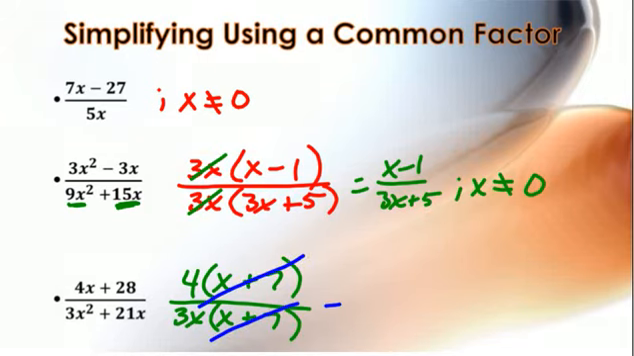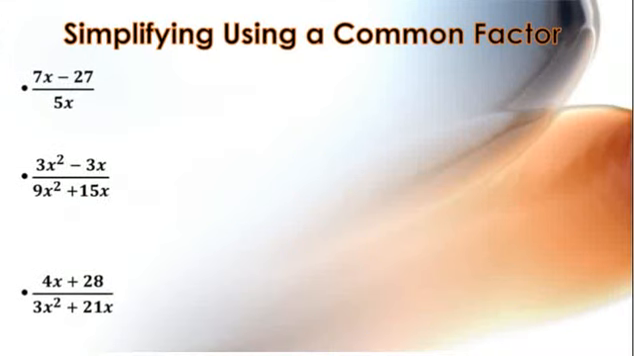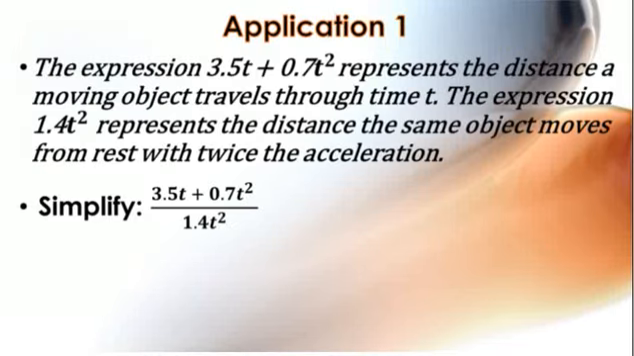They cancel out. I have an answer of 4 over 3x. Then x cannot equal, again I have my variables here multiplying by coefficients, x cannot equal 0. And a few other ones. These are ones we just did, so we would just skip that one.